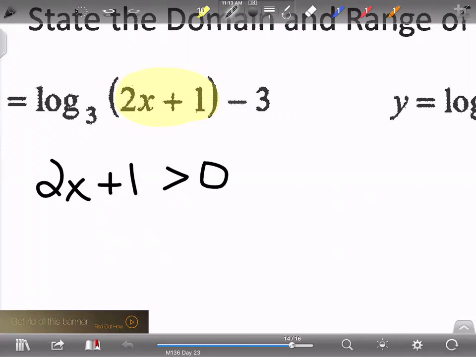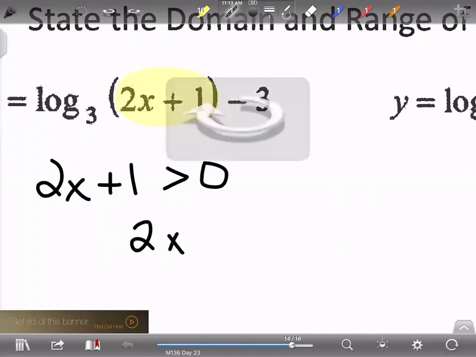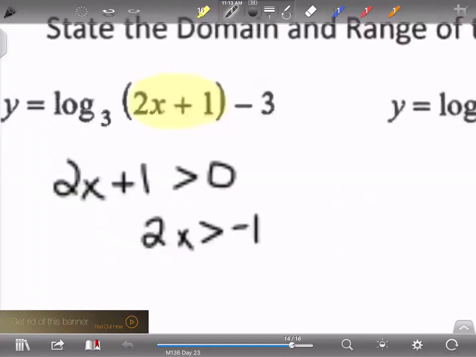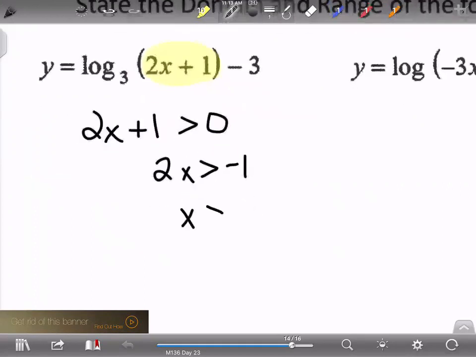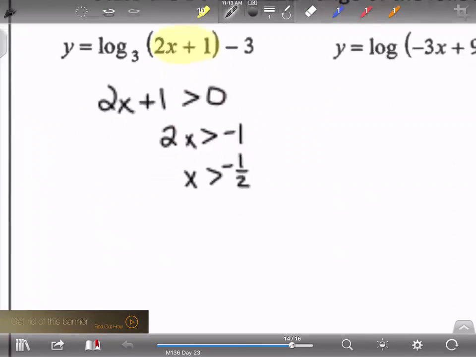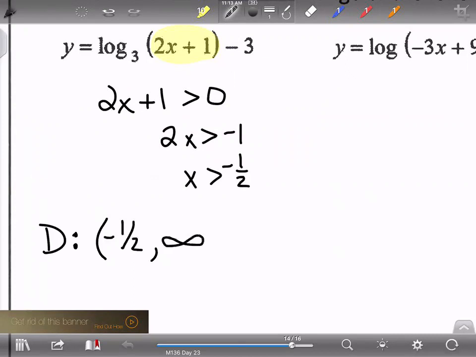So I'm going to solve this for x. I'm going to subtract 1 from both sides to get 2x is greater than negative 1. Divide both sides by 2. X is greater than negative 1/2. So for my domain, I need any number that's greater than negative 1/2. The smallest number I'm allowed to have is negative 1/2, and then I'm going to keep increasing x values all the way to positive infinity.